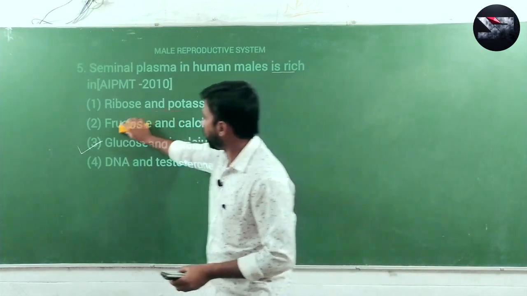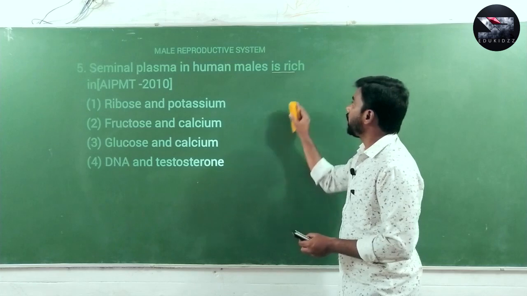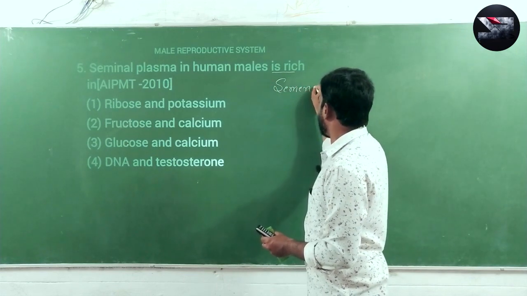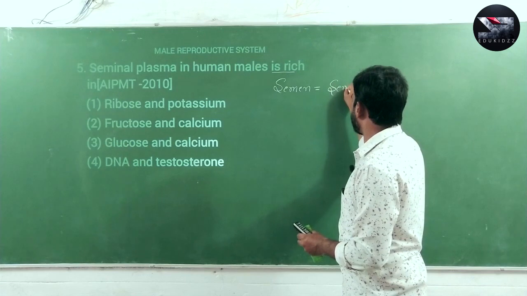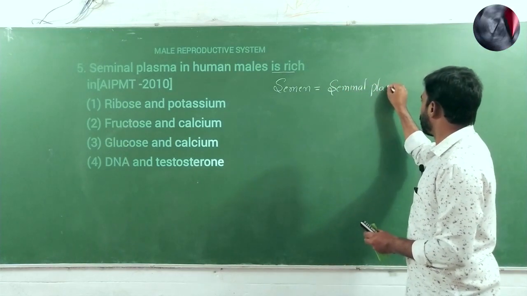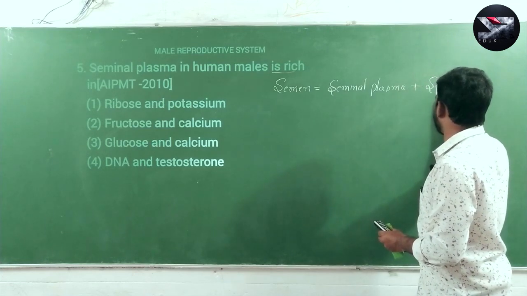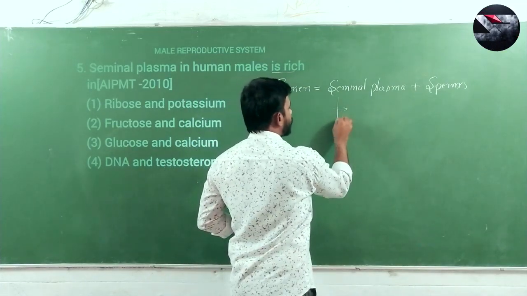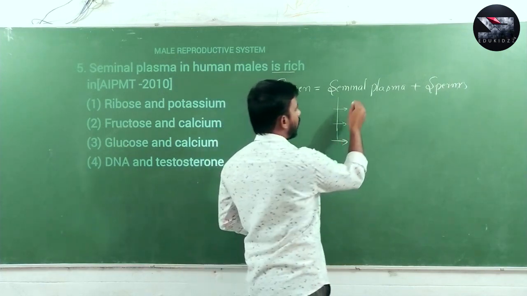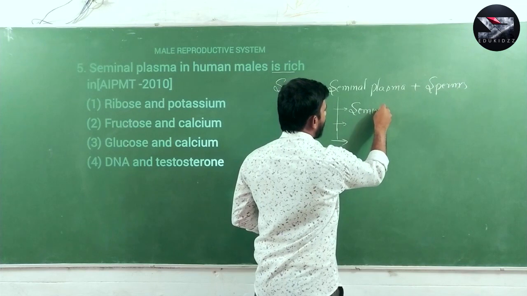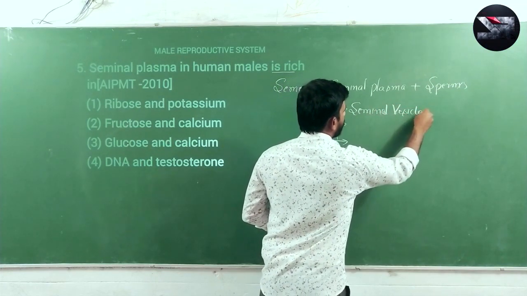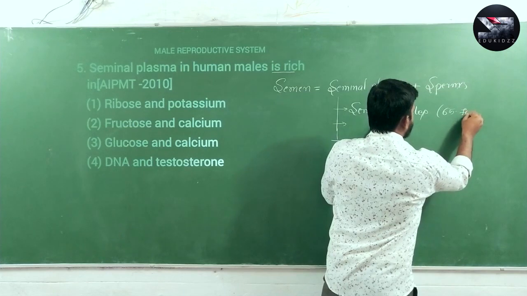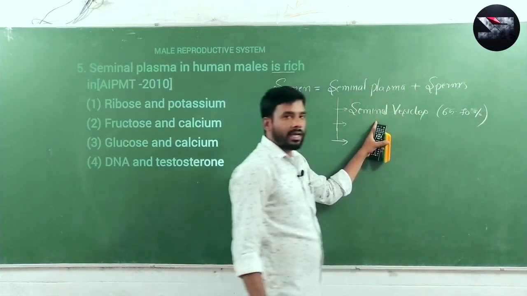Question number 5: seminal plasma in human males is rich in... If you take semen, it includes seminal plasma plus sperms. The seminal plasma is secreted mainly by three important accessory glands present in humans. One is the seminal vesicles, a pair of them. These seminal vesicles contribute about 65 to 70%, in some books 60 to 70%, of the seminal plasma.